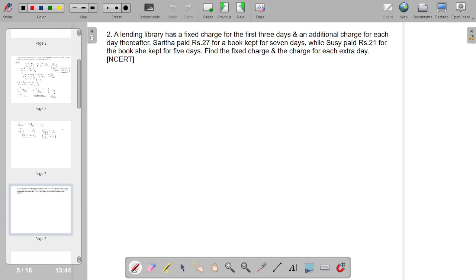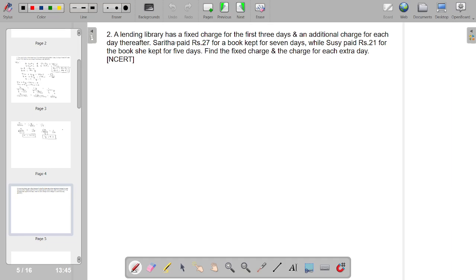A lending library means a library which gives books on rent. There is a fixed charge for the first 3 days, that is what the problem says. For the first 3 days there is some fixed amount. Whatever the amount might be, it has not been given. We have to find that out.